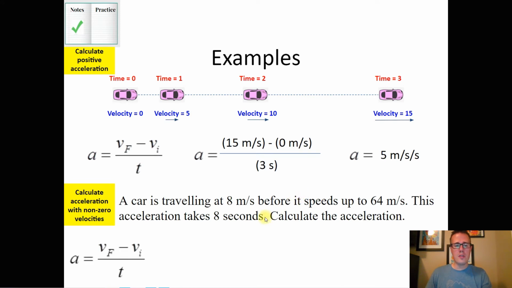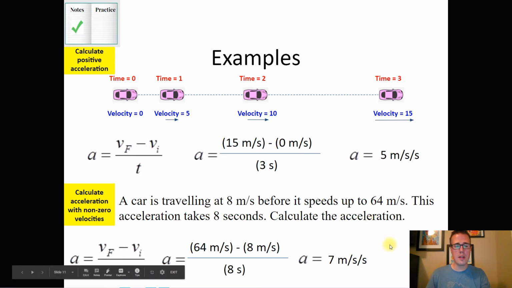Now let's take another example with a car that isn't starting at 0. So this car is starting at 8 meters per second, and it's going to speed up to 64 meters per second. And it's going to take us 8 seconds to do this. We can still use the exact same equation, velocity final minus velocity initial over time. In this example, we started at 8 and went to 64, so our final was 64. We're going to do 64 minus 8 divided by the 8 seconds. When we throw that into our calculator, we'll get 7 meters per second per second. Please pause this video and add any of these examples to your notes if you haven't already.